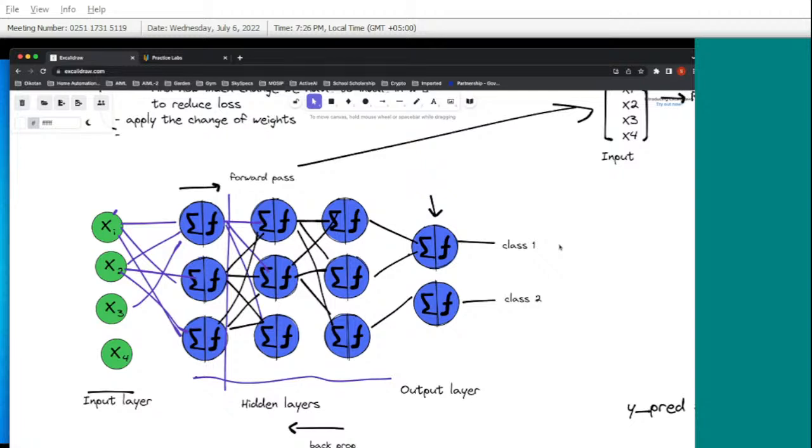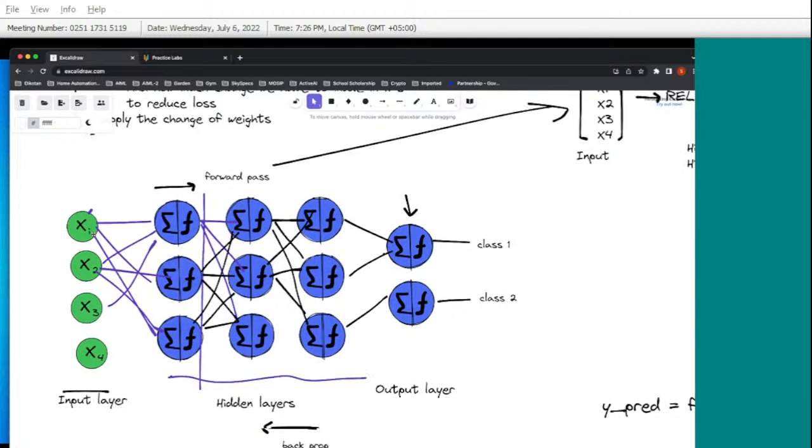Okay. So what we will do is this. What is our problem statement? Given these features, we have four features. We have to predict whether x1, and this is a supervised learning problem. We already know the historical.